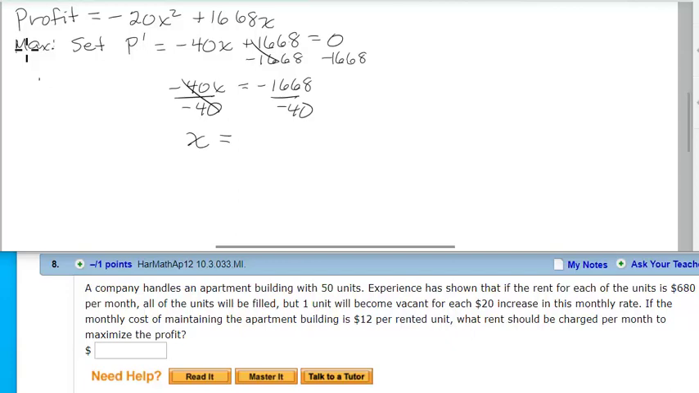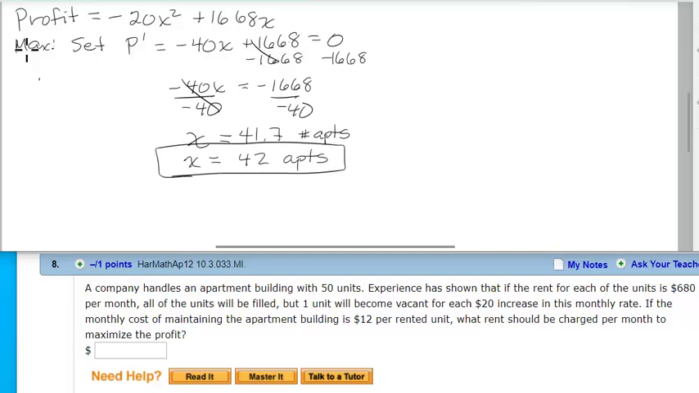X will be 41.7. Okay, now this is a really good time to talk about the difference between theoretical mathematics and real life. So if X could be 41.7, that would be the exact best. But X represented a quantity, which in this case was a number of apartments, and I cannot rent 0.7 of an apartment. So I go to the nearest value that makes sense. We're going to call it 42 apartments, which is fabulous.